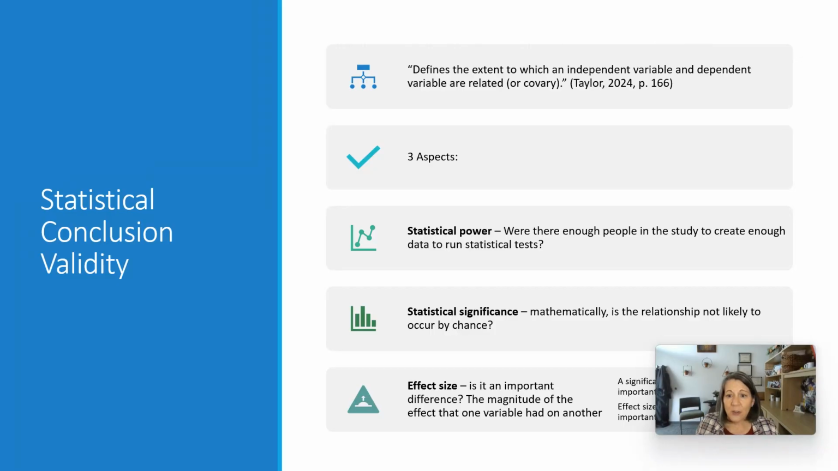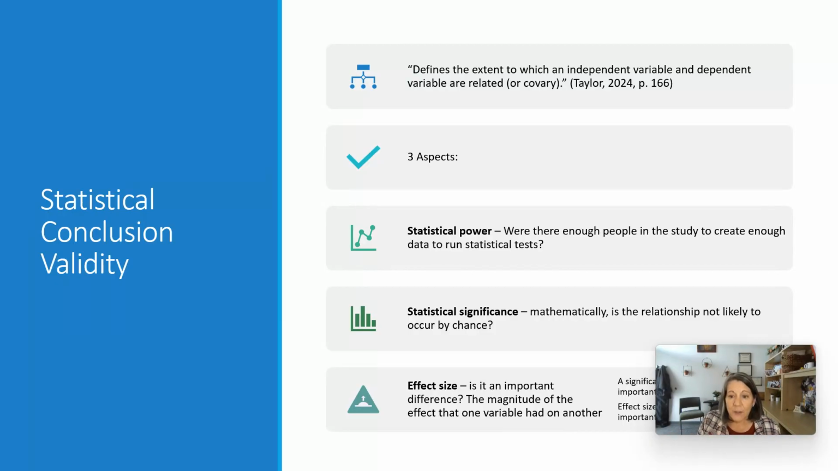So with statistical conclusion validity, our definition is that it defines the extent to which an independent variable and dependent variable are related, or that they vary in relation to each other. 3 things come up with this. This is with our statistics, okay? So statistical conclusion means how did our numbers turn out, right?